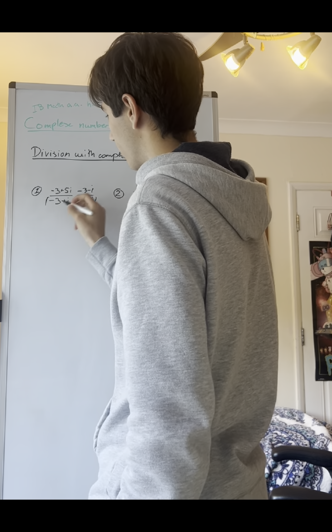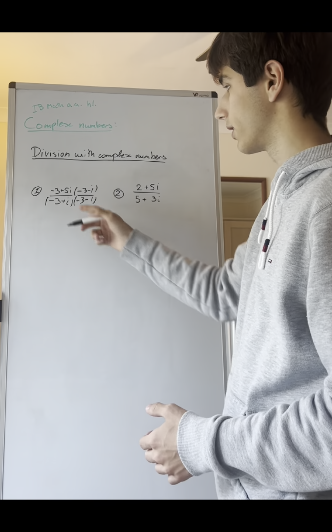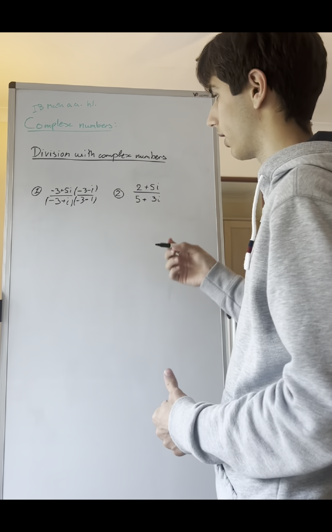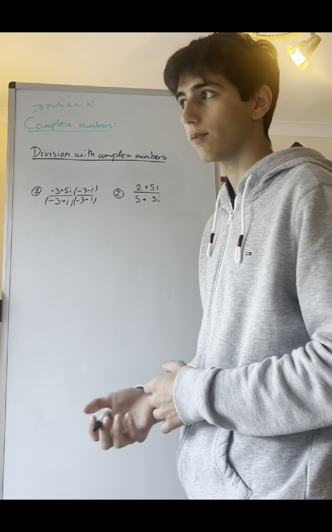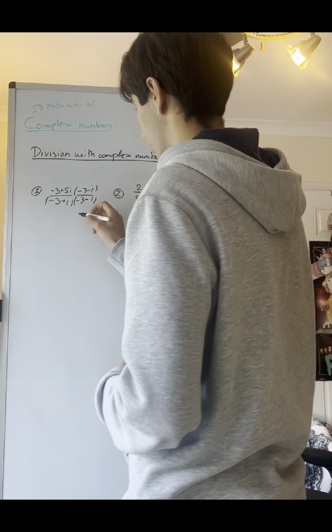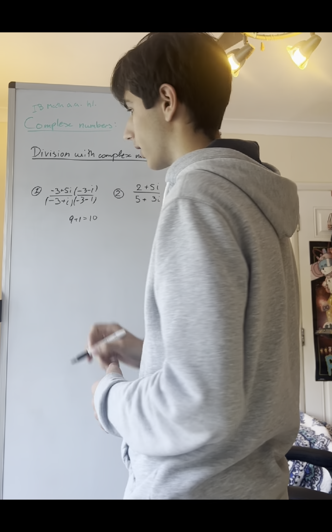And on the bottom, you're always going to have a difference of two squares. So what we can write is negative 3 squared minus i squared, and minus i squared is plus 1. So it's going to be 9 plus 1 on the denominator, which is 10.